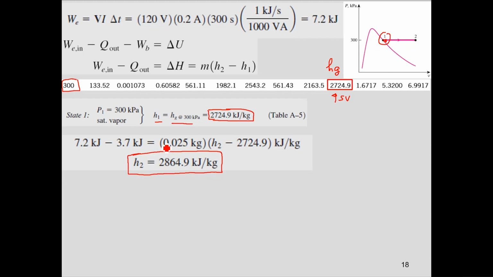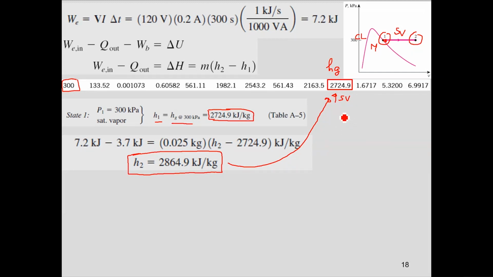Can you tell me whether my state 2 would be in the superheated vapor region, the mixed region, or the compressed liquid region? Superheated. Very good. Why? Because H2 is essentially greater than Hg. So essentially my system would be in the superheated vapor region. So my assumption of the system moving from saturated vapor to superheated vapor is correct. Is this clear? Yes, sir.